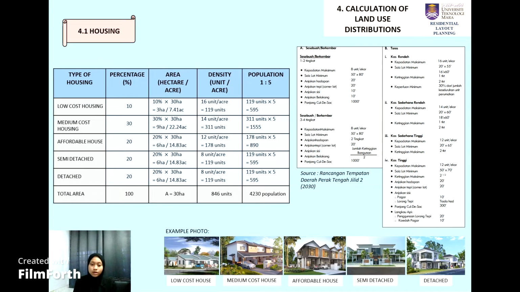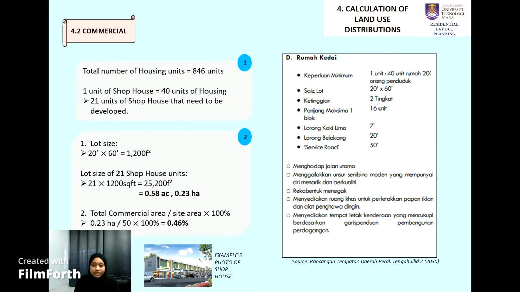The first land use in this site area is housing. There are 5 types of housing: low-cost housing, medium-cost housing, affordable house, semi-detached, and detached. The total area of housing is about 60%, and the total density of housing is 849 units, and the total population is 4,230 persons.